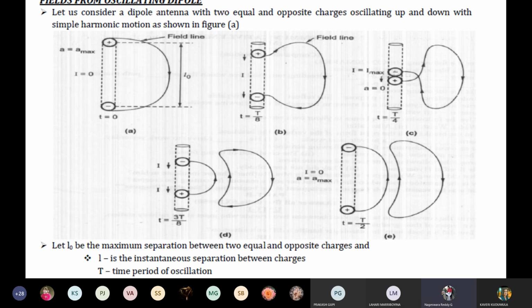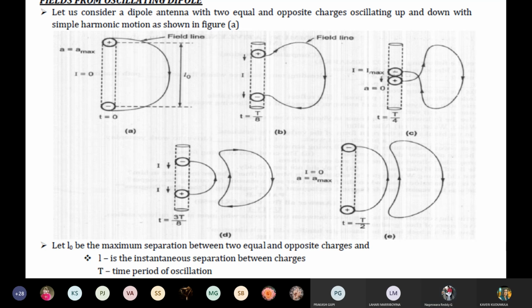So these are the fields from an oscillating dipole. So let us consider a dipole antenna. This is the electric fields from an oscillating dipole. Let us consider a dipole antenna with two equal and opposite charges oscillating up and down with simple harmonic motion as shown in figure A.